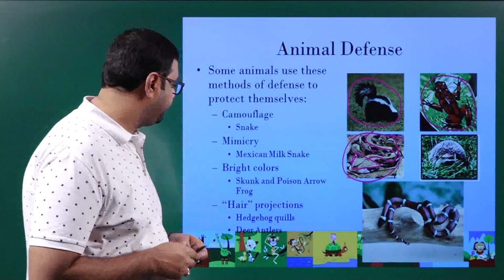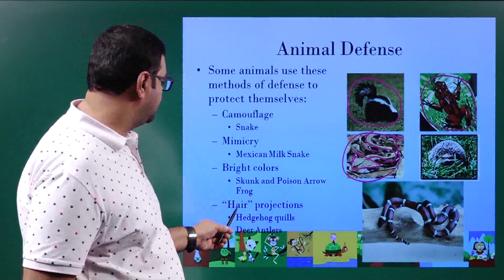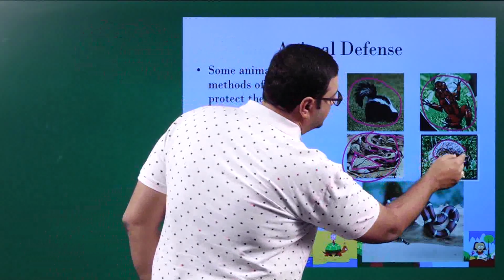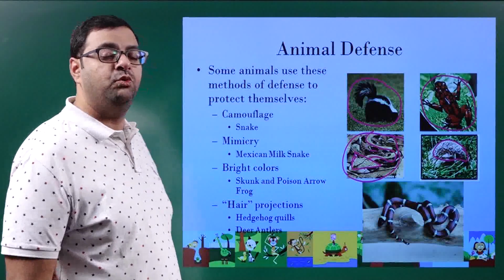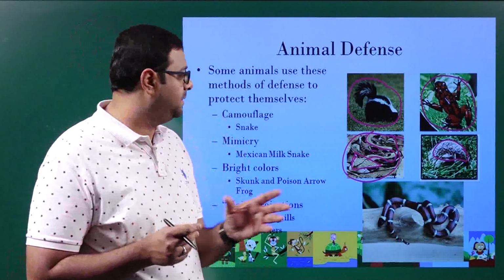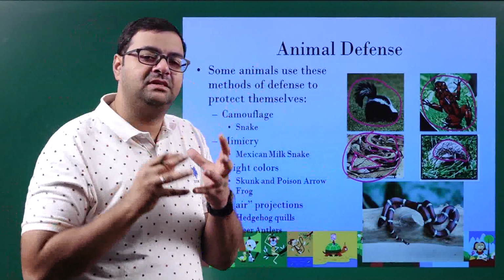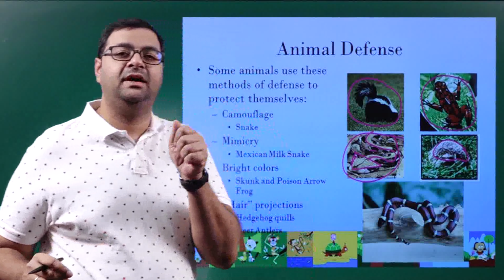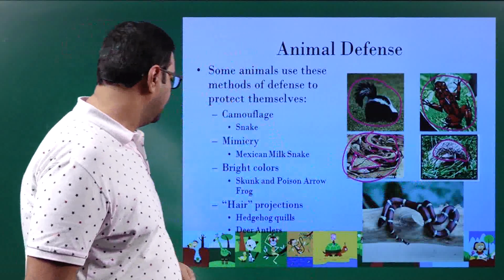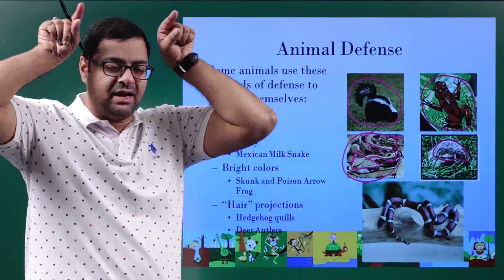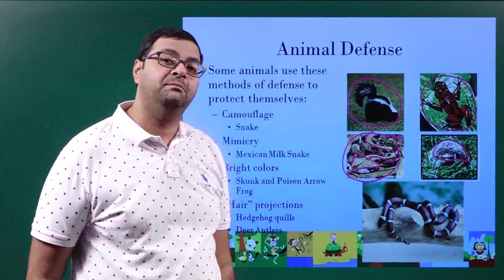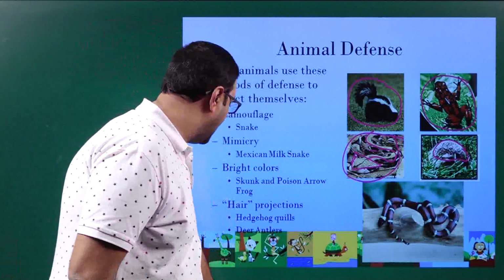Okay, then hair projections like you see here. These are the hedgehogs. These are the hair projections which will prevent them from becoming prey. So the predator has to come and grab it somewhere. These hairs are very, very pointed and very hurting when the predator comes and tries to eat them. Then you have the deer antlers. You know what antlers are? These are the antlers on the deer. They use them to defend themselves from the predators. So that is basically animal defense.